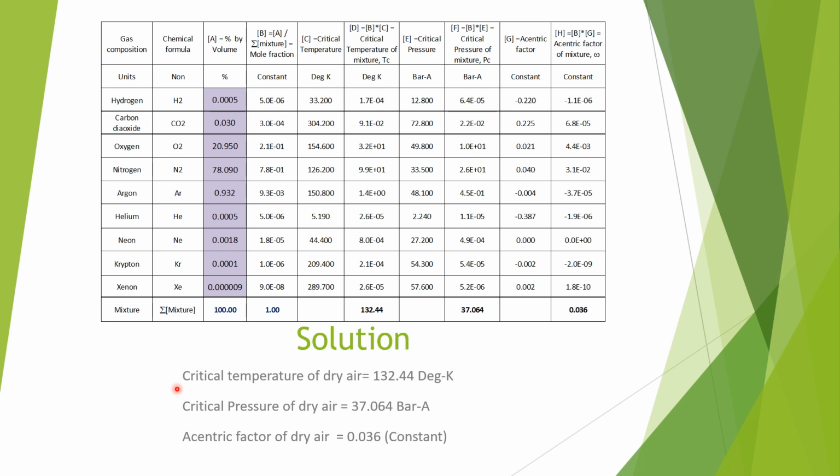Critical pressure of dry air is 37.064 bar absolute, and the eccentric factor of dry air is 0.036.